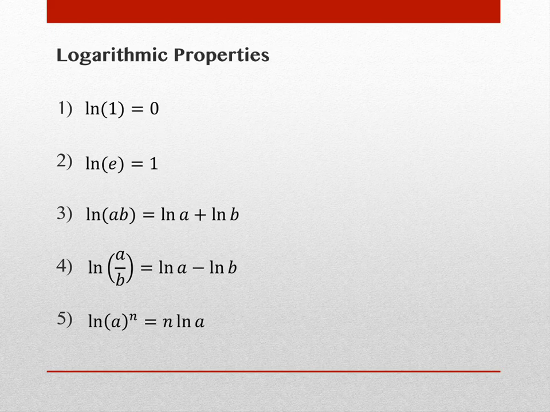The natural log of 1 is 0. That's the x-intercept stuff, right? If x is 1, y is 0, so that makes sense from a graphical standpoint. The natural log of e is equal to 1. I'll come back to that one in a minute.